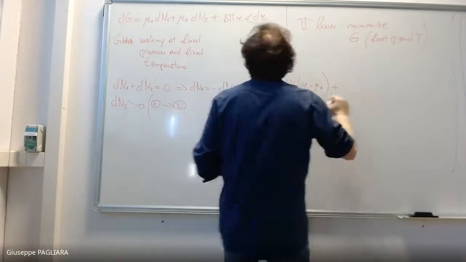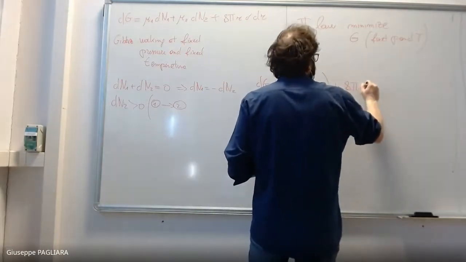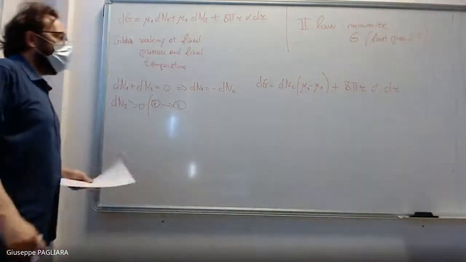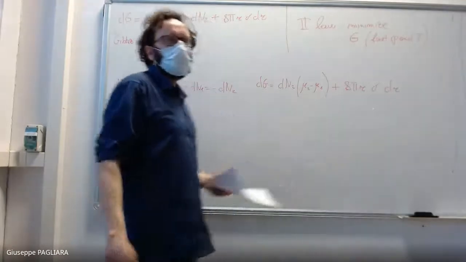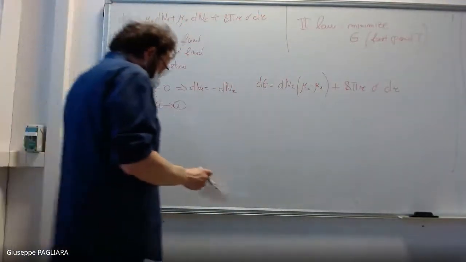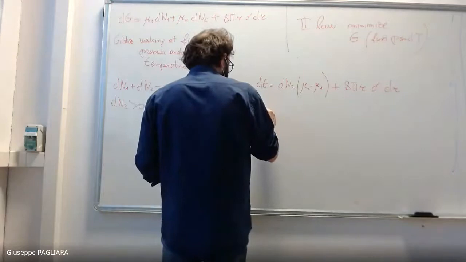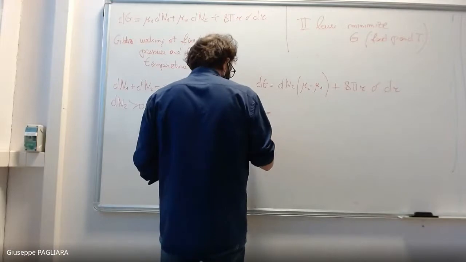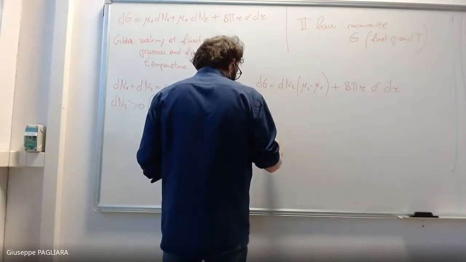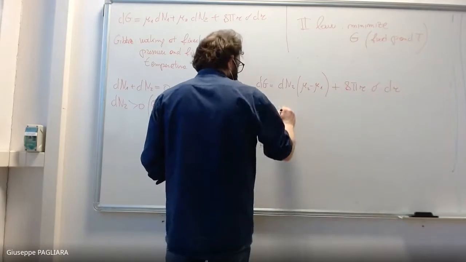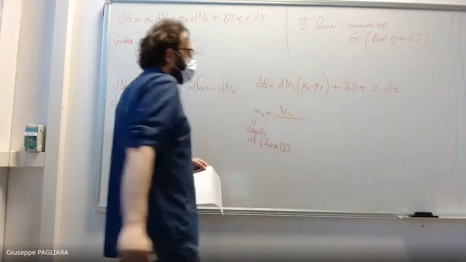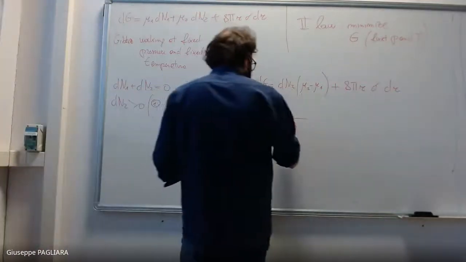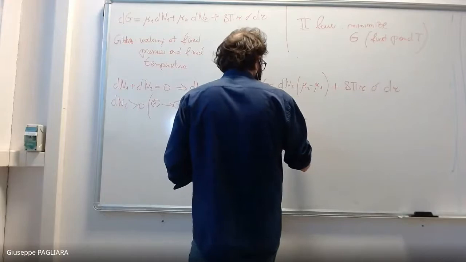Then we have this additional term, which is 8 pi r sigma dr. Now this can also be written in terms of dn2 by using this relation. Suppose that n2 is the density of phase 2, and this will be n2, the number of particles, divided by the volume occupied by phase 2, which is the volume of a droplet, so 4 pi r cubed.